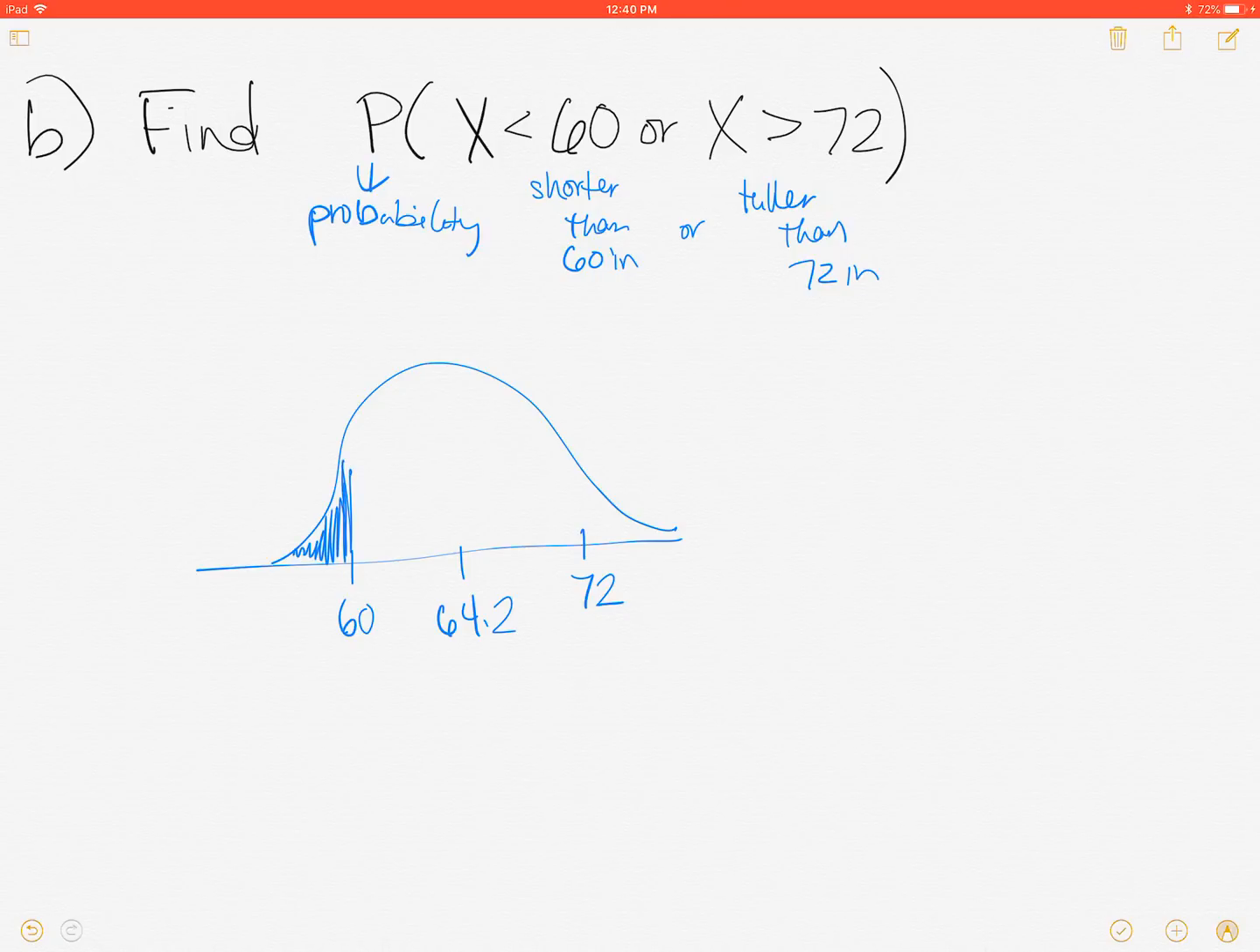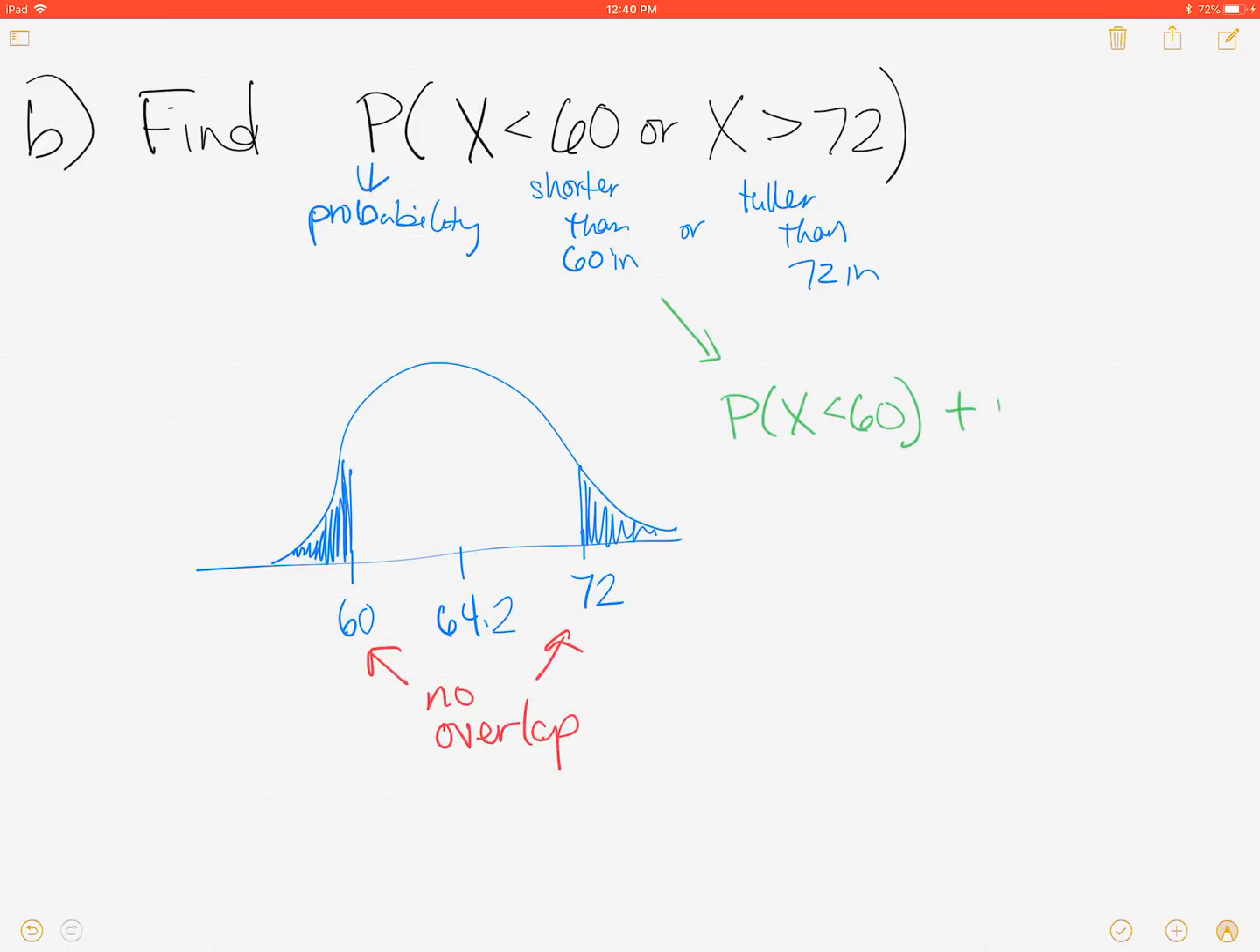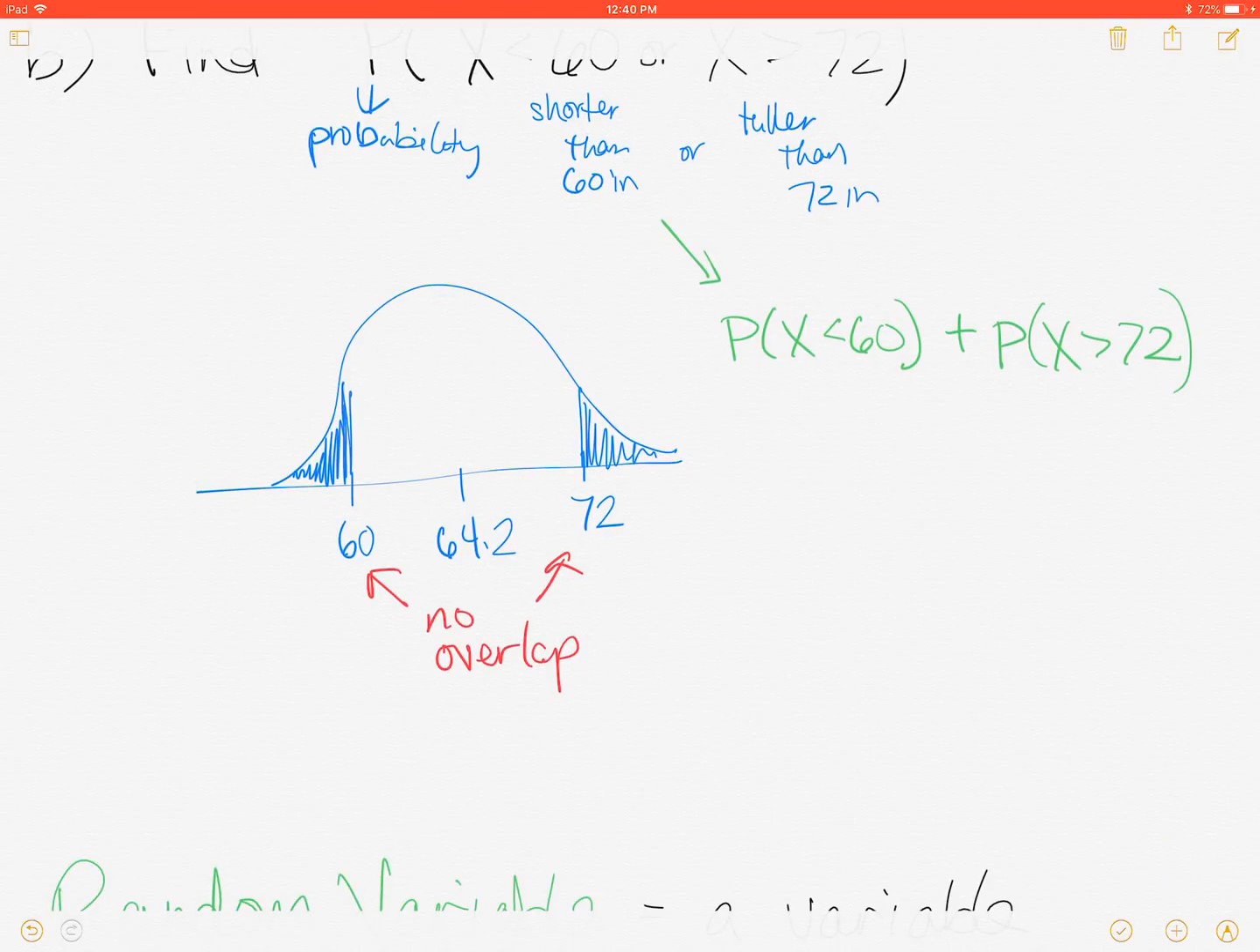I want less than 60. I want greater than 72. What we need to notice is that there's no overlap. There's nothing that's going to be in the 60 group and in the 72 group, and that means that we can turn this into the probability that X is less than 60 plus the probability that X is greater than 72. I believe that was rule number 3. Or turns to plus if there's no overlap.